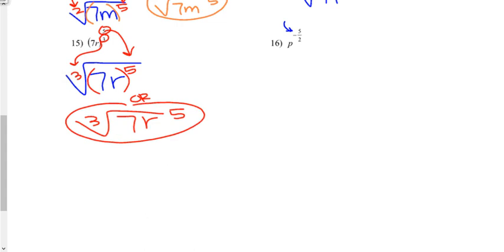And then finally, number 16, we do have that negative exponent, so we're going to do 1 over some root of p. And let's see, 2 is my root, it goes in there. 5 is my exponent, it goes right here. And that's it.